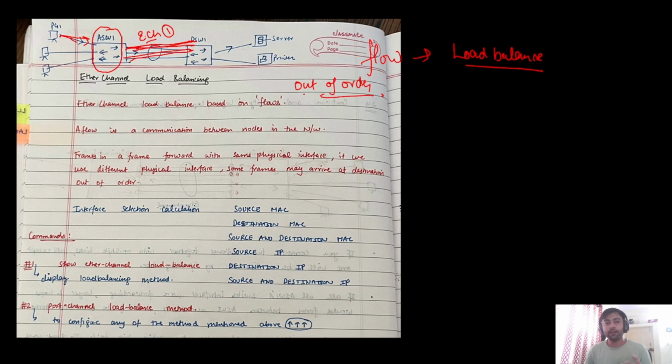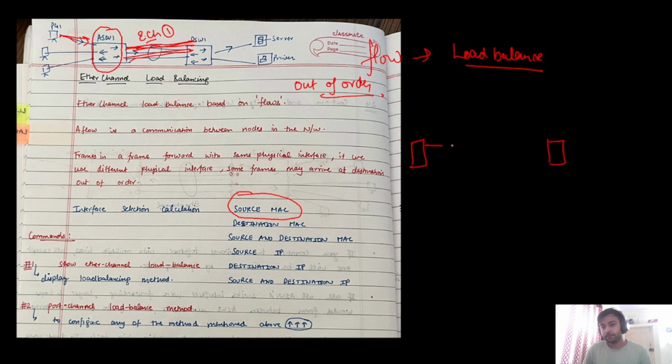In that, we are utilizing EtherChannel load balancing methods to make sure that everything is happening according to our load balancing method. So there are six types of load balancing method as mentioned here. Source MAC address. Let's understand this in detail.